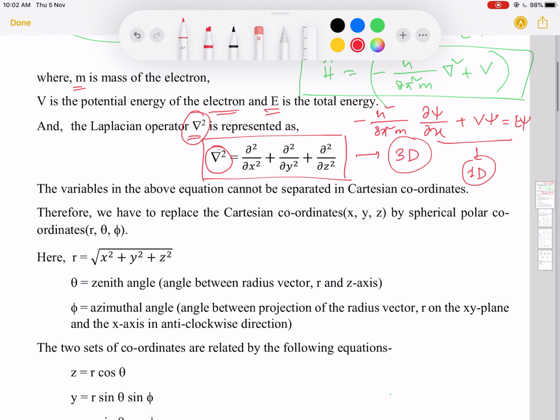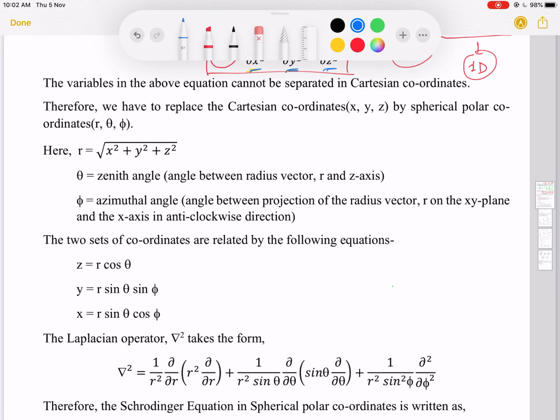Now see, this Schrödinger equation that we have studied is in Cartesian coordinates, meaning it is in x, y and z. I think all of you know what a Cartesian coordinate system is. We have a 3 axis system: we have the x axis, the y axis, and the z axis.